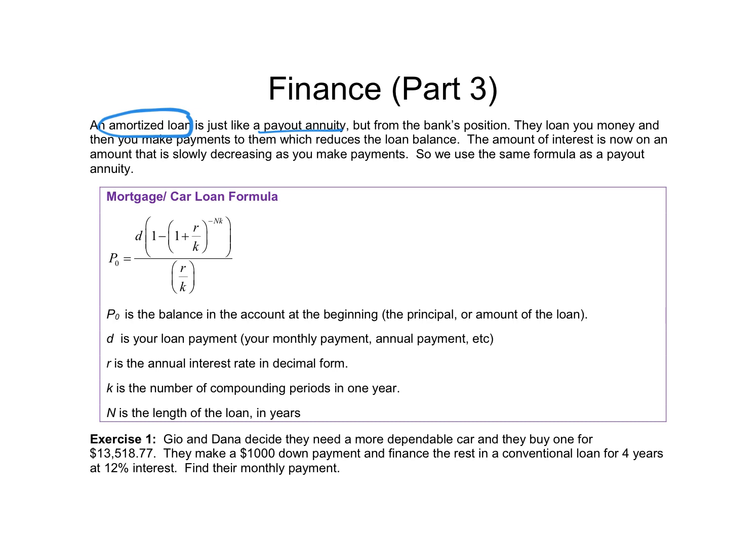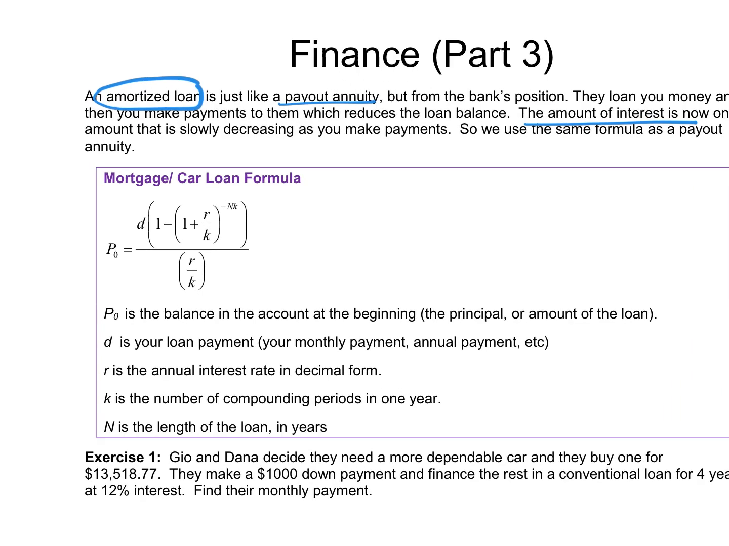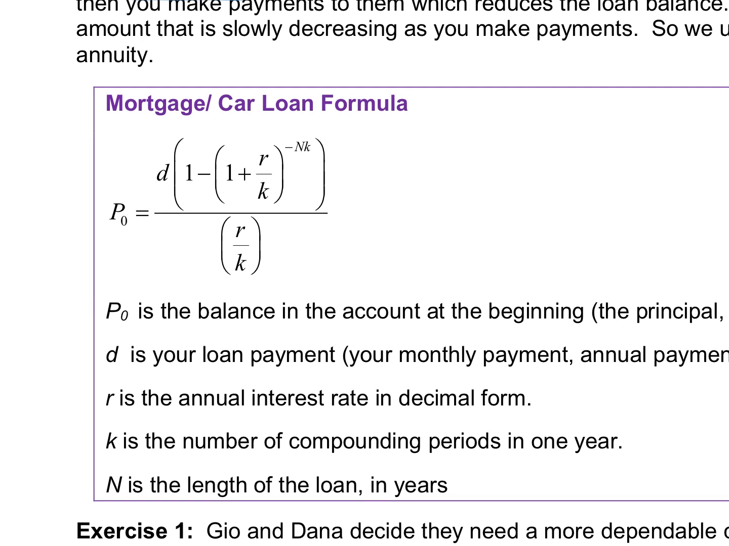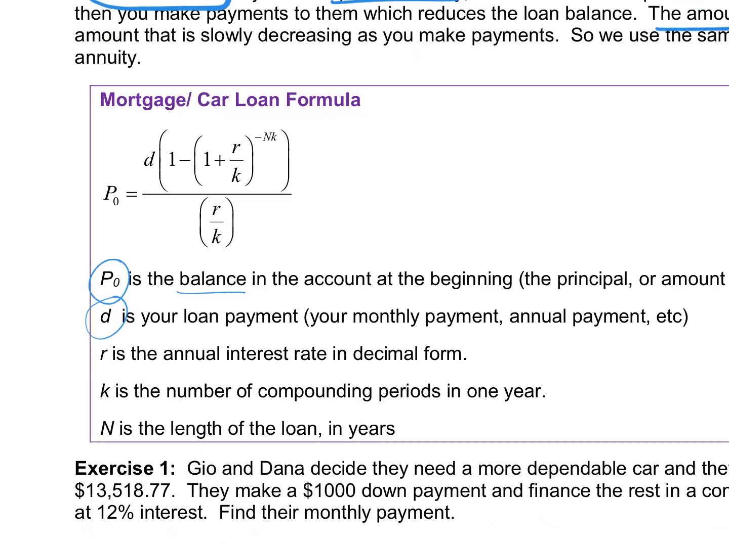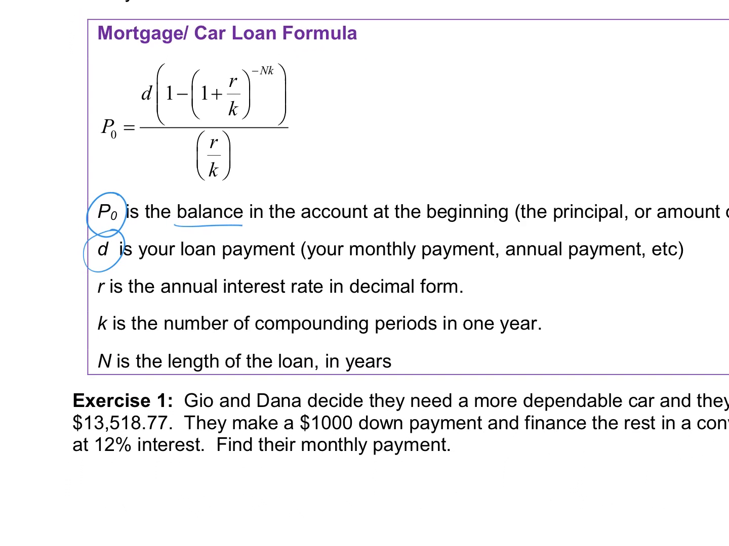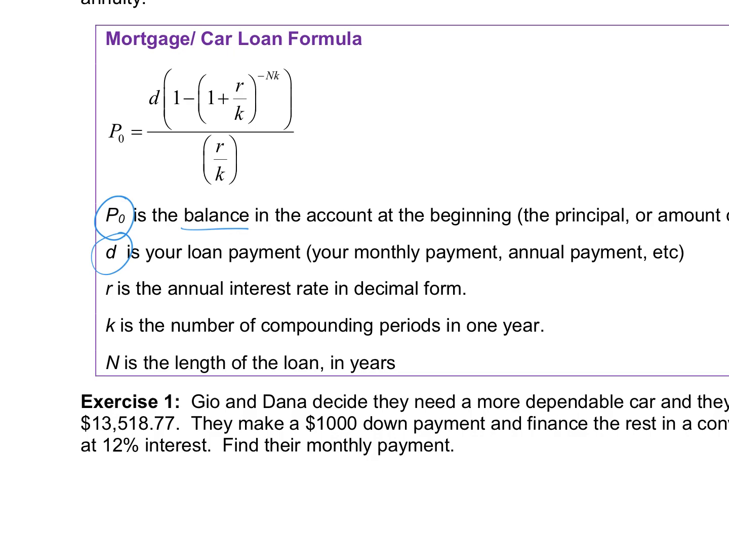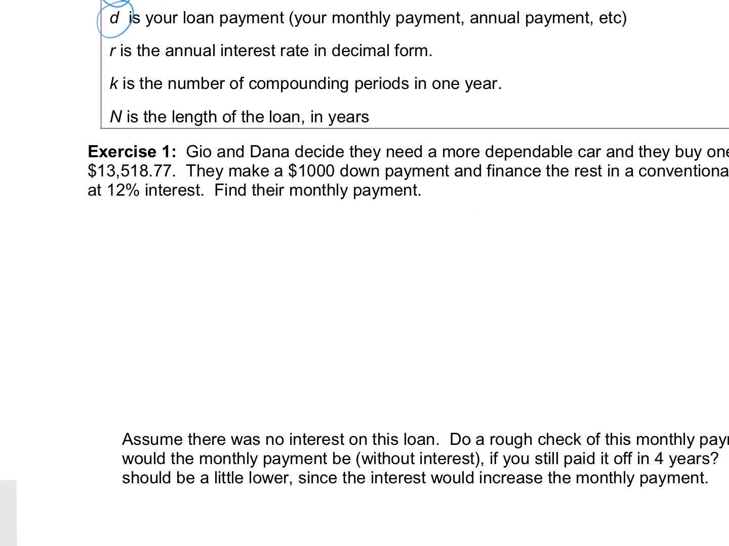And what happens is the amount of interest is going to be calculated on whatever your current loan balance is. So as your loan balance goes down, the amount of interest that you owe is slowly decreasing as you're making those payments. So again, you're going to see that same exact formula for a payout annuity, but we're thinking about it in terms of P naught being the balance that you owe, and D is going to be your monthly loan payment. Normally it's monthly. Sometimes you might see it as annually or other things. And then you see the same variables that we've used before. So let's look at an example to see how this will work out.